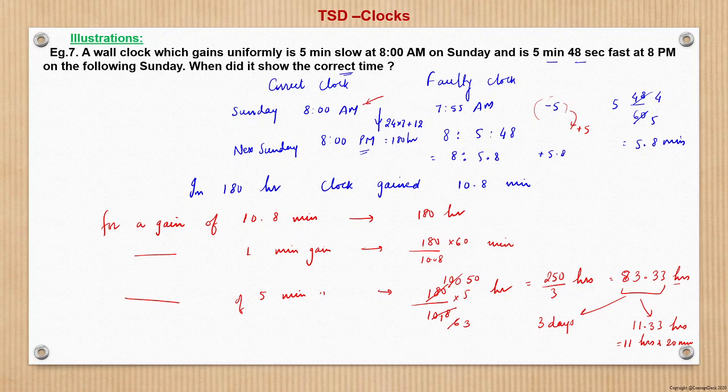So basically, it says that after 3 days, 11 hours and 20 minutes, the clock would have gained 5 minutes, and hence it would have been showing the correct time. That is, from Sunday 8 a.m., after 3 days it will be Monday, Tuesday, Wednesday 8 a.m. Now from Wednesday 8 a.m., 11 hours later would be Wednesday 7 p.m. and 20 minutes. So it will be 7:20 p.m. Wednesday.